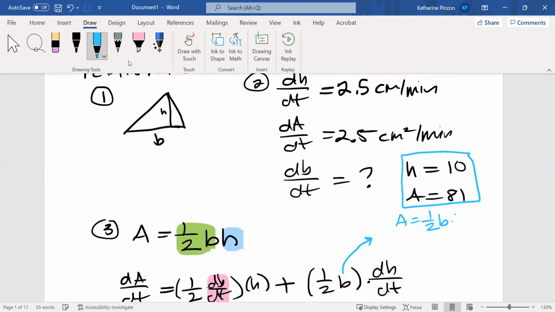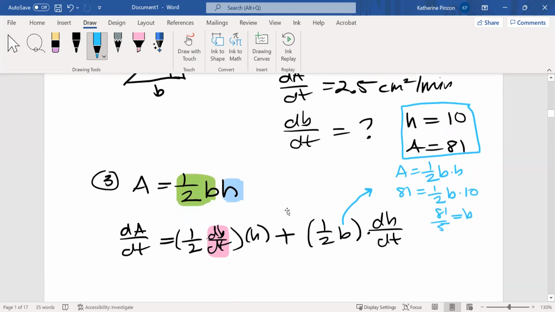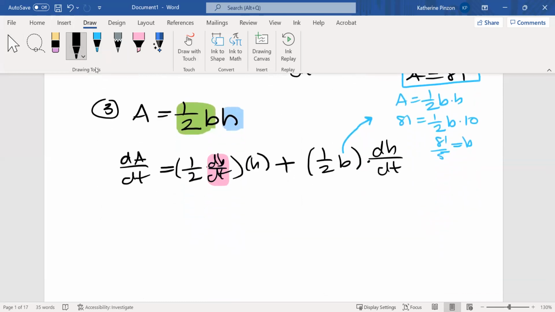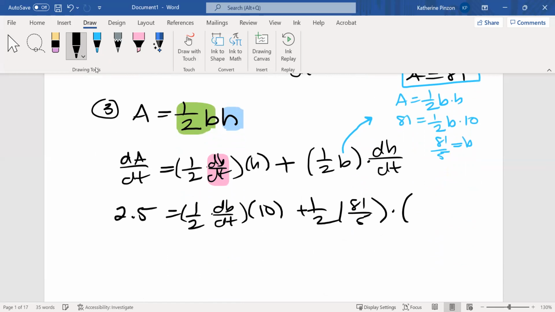Area is 1/2 b times h. 81 is 1/2 b times 10. B equals, let's see, 10 times 1/2 is 5, divide by 5, 81 over 5. Okay, now I'm going to plug in all the pieces that I know. dA dt was 2.5, equals 1/2 dB dt, the thing I'm solving for, times h, which was 10, plus 1/2 b, 81 over 5, times dH dt, which was also 2.5. So 2.5 equals 1/2 times 10 makes 5 dB dt plus, I'm going to find this number.